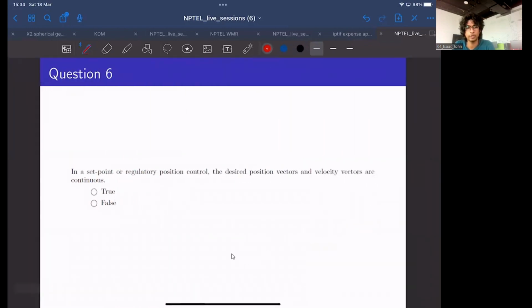Yeah. So again, question 6, it says, in a set point or a regulatory position control, the desired position vectors and velocity vectors are continuous. So the keyword to take into consideration is set point or regulatory position control. So again, you might have come across these terms. We have a different classification of controls, set point controls. We also have trajectory control.